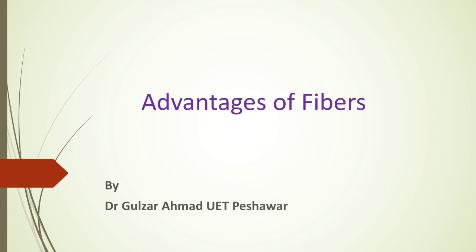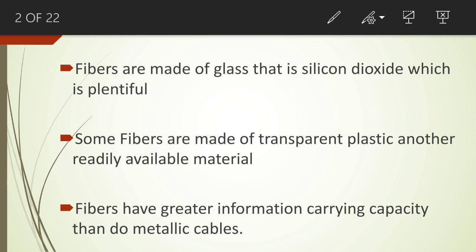In this class, we are going to discuss the advantages of fibers. There are many advantages of fibers, but we are going to discuss the main advantages only. Fibers are made of glass, that is silicon dioxide, which is plentiful.